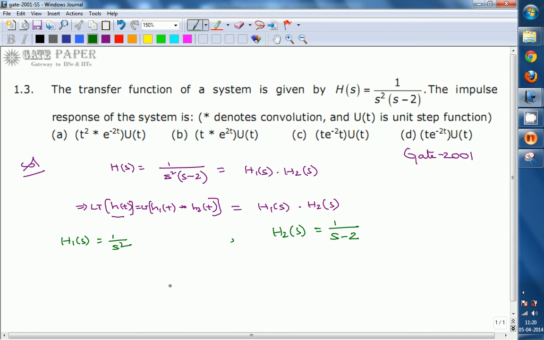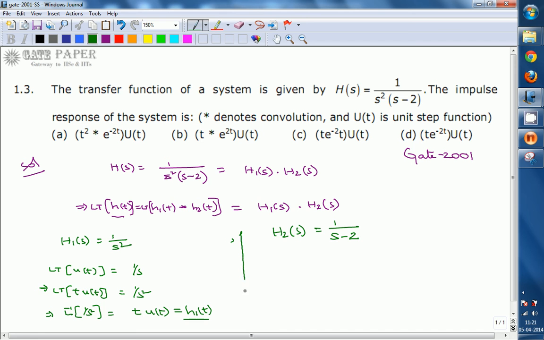Here not mentioned any ROC, then always you will go for the right hand side sequence. Then we know that the Laplace transform of u of t is 1 by s, and the Laplace transform of t into u of t, the ramp function, is 1 by s square. Then the inverse Laplace transform of 1 by s square is t into u of t. That becomes the h1 of t here.